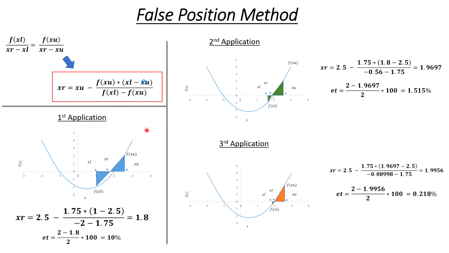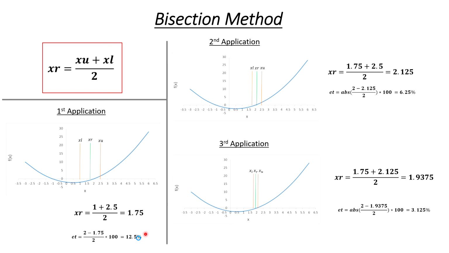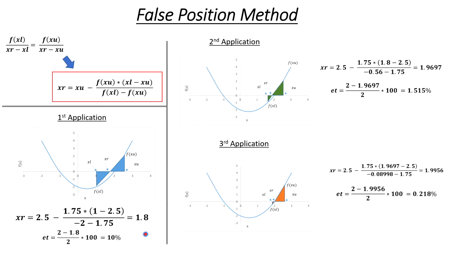So let's go through and explain the false position a little bit more, going through three applications as we did with the bisection. In the first application here, I'm going to use an upper limit of 2.5 and a lower limit of 1. When we connect these two, we're going to get an XR here. And if we use this equation to figure out what that XR is, we find the first estimation is 1.8 at a true error of 10%. Now, if you remember with the bisection, the first one had a true error of 12.5%. So even from the first application, we have definitely an improvement.